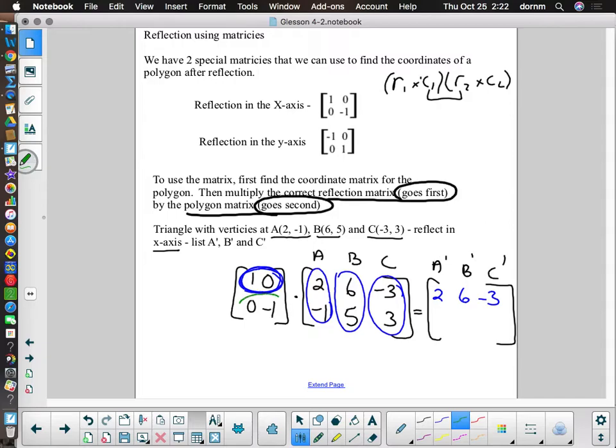Now to get row 2. 0 times 2 is 0. Negative 1 times negative 1 is positive 1. Row 2 times column 2. 0 times 6 is 0. We get a negative 5. And what are we going to get for our final C primed? That's our first question.